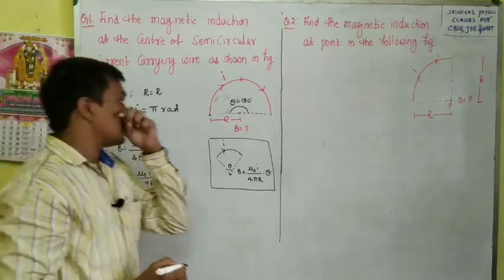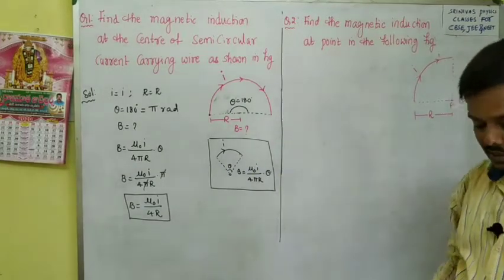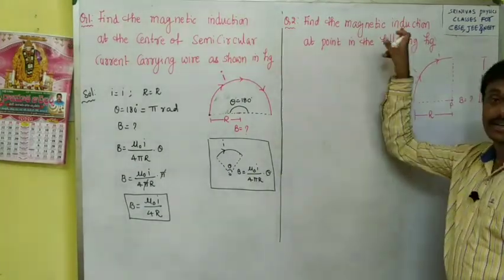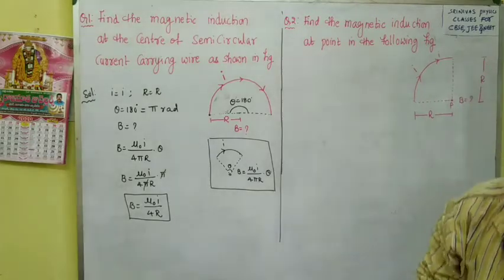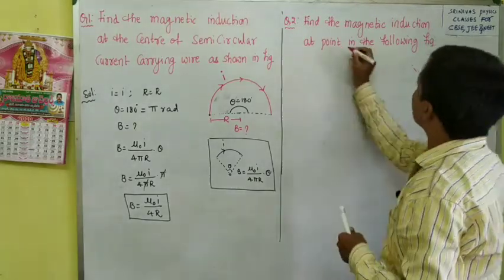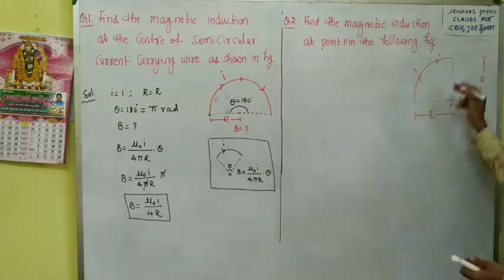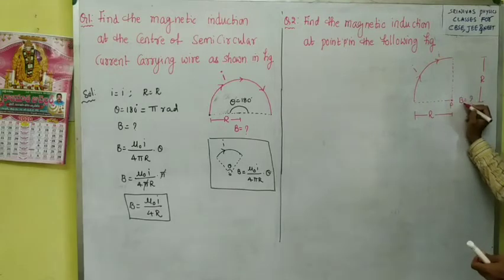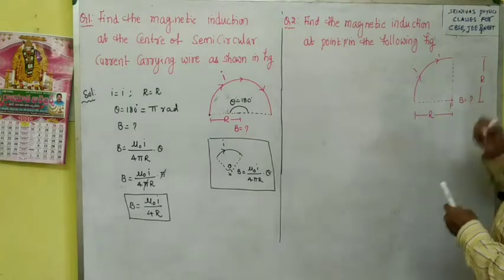Okay, and next let us go for one more problem, that is find the magnetic induction at a point P. In the question P is missing, but at a point P in the following figure we have to find out the magnetic induction. The figure is a quarter of a circle, a quadrant of a circle.